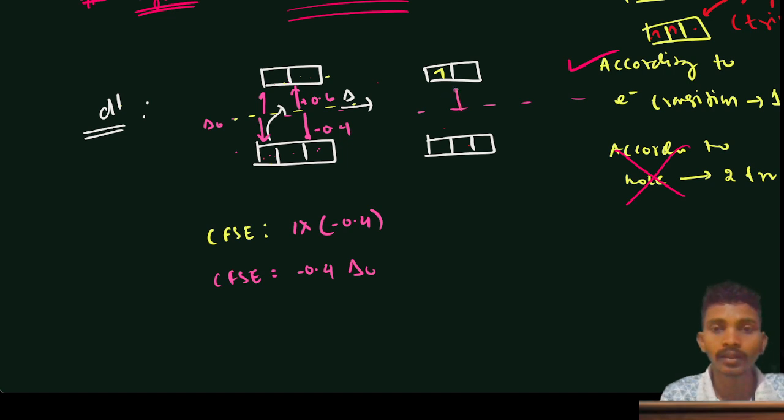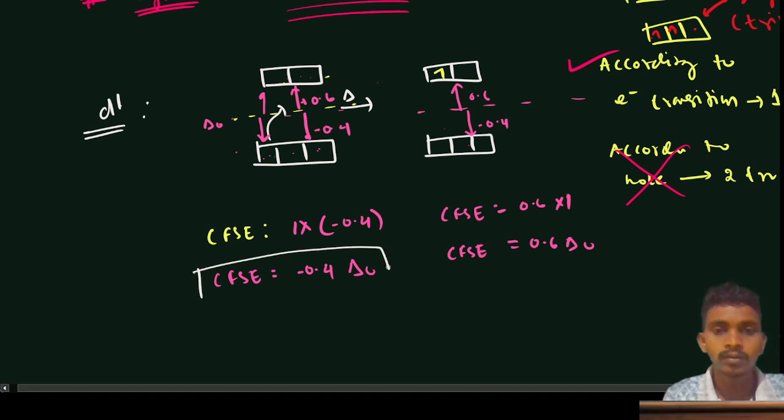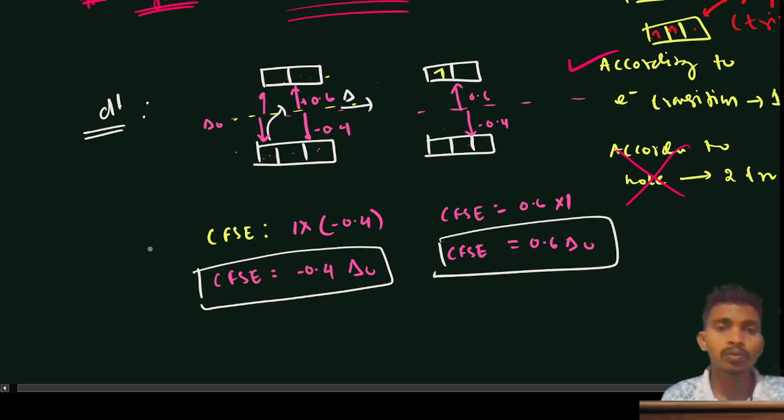And for this case, here this is 0.6, here it is minus 0.4. So CFSE will be equal to 0.6 into 1 electron. This value will be 0.6 delta naught. These are the CFSE.